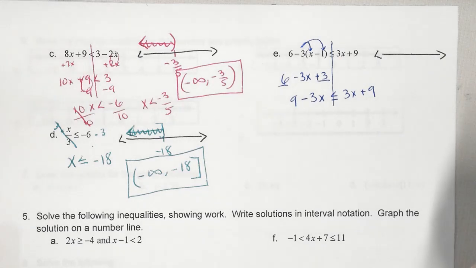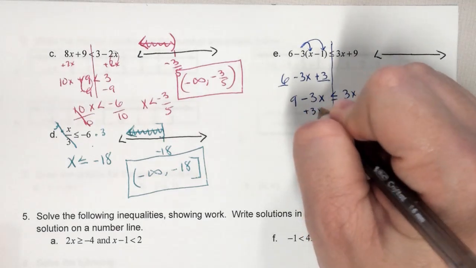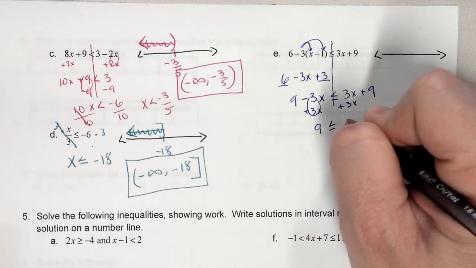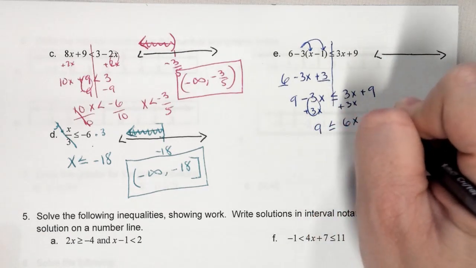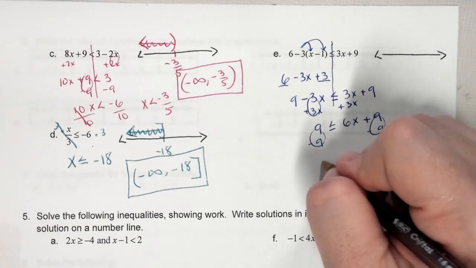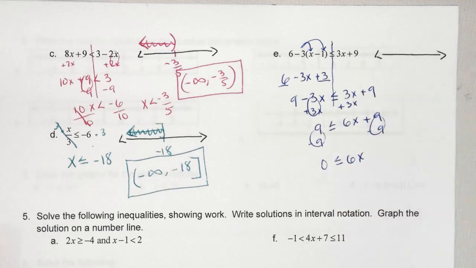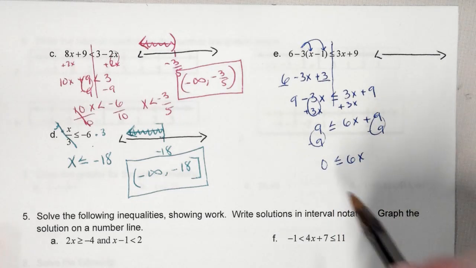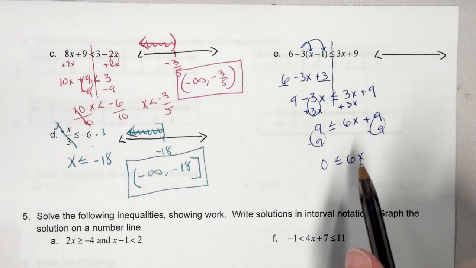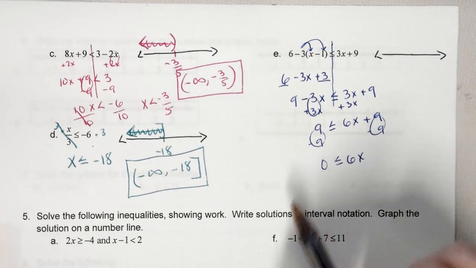So first things first, I like to move my smallest variable, so I'm going to add 3x to both sides. I get 9 is less than or equal to 6x plus 9, minus 9, minus 9, and they both zero out. So I get 0 is less than or equal to 6x. Do not tell me no solution. Do not tell me infinitely many solutions or all real numbers or whatever, because I still have an x. That's only when your x cancels. Y'all, 0 is a number.